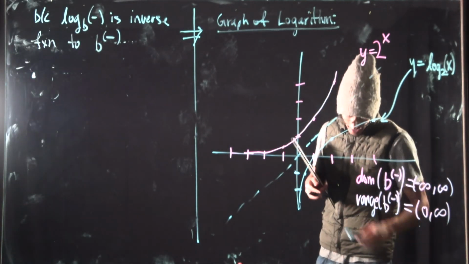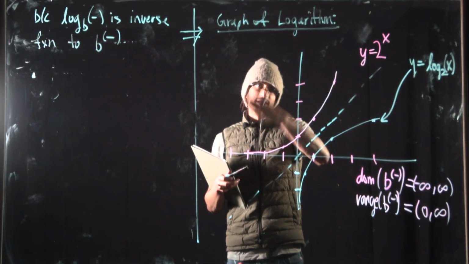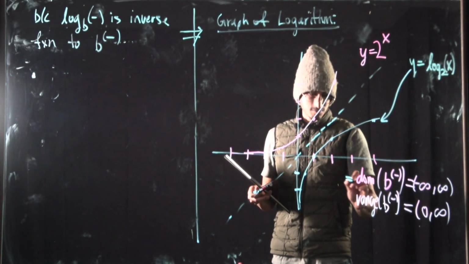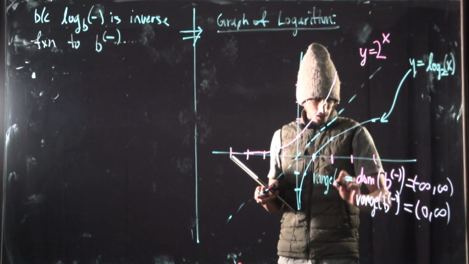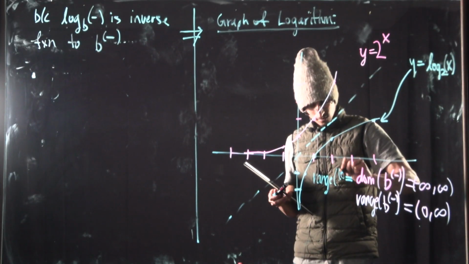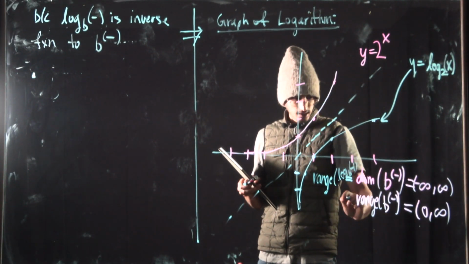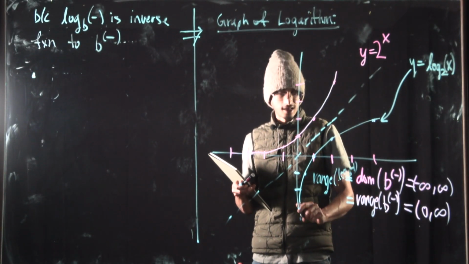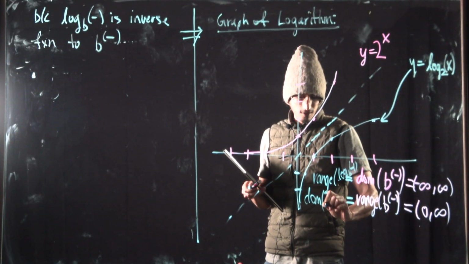So cool fact about inverse functions is that the domain and range are exactly swapped. So this is going to be the range of the logarithm function. And this range of the exponential function, that will be the domain of the logarithm function.